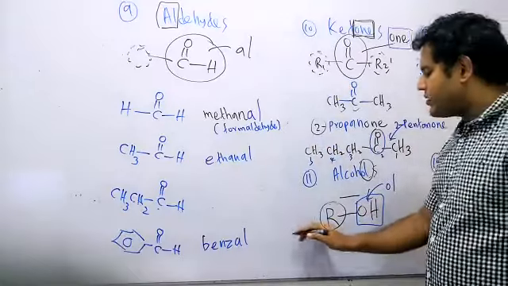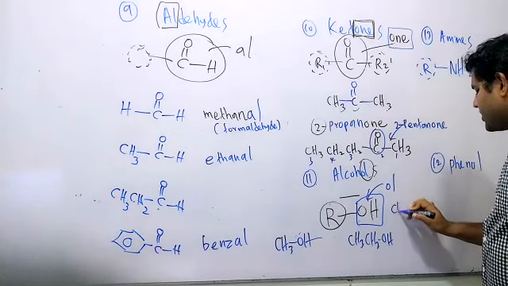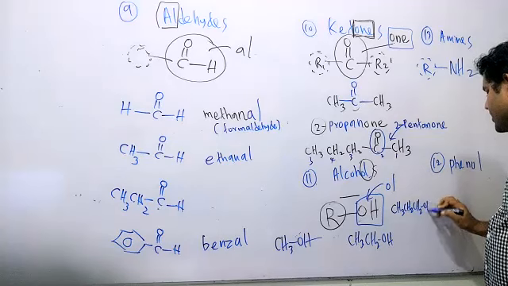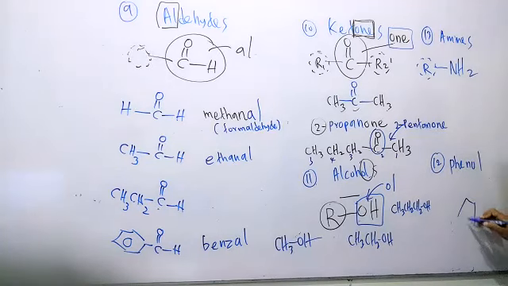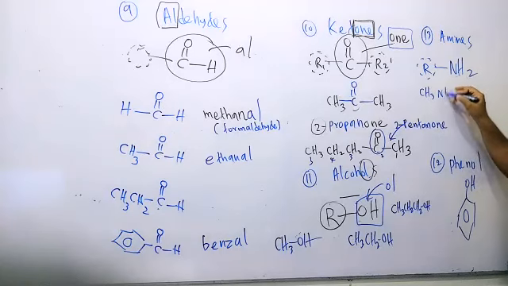Alcohols. So shall we give several examples? You know alcohols very well. CH3OH. CH3, CH2OH. And then another alcohol, CH3, CH2, CH2OH. But if you get benzene with OH, it will be a different compound. And amines means here you have to place R groups. CH3NH2.